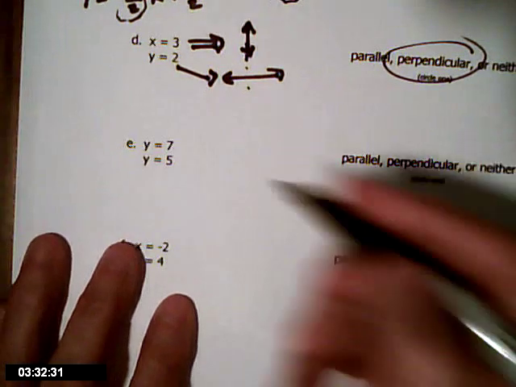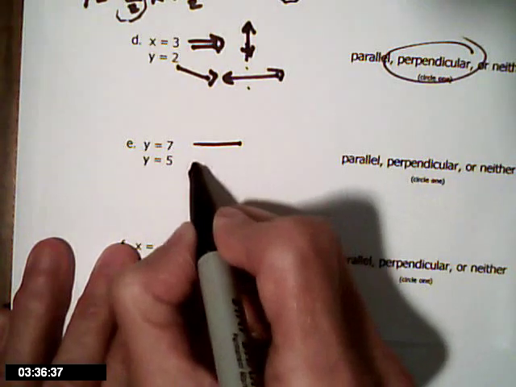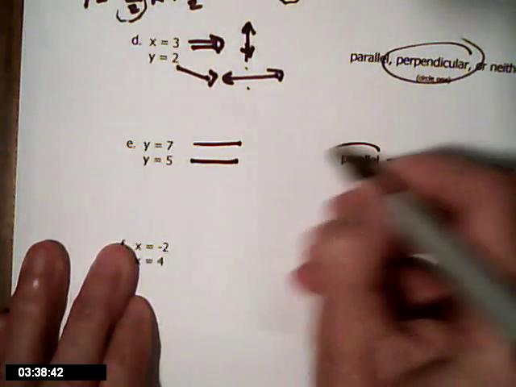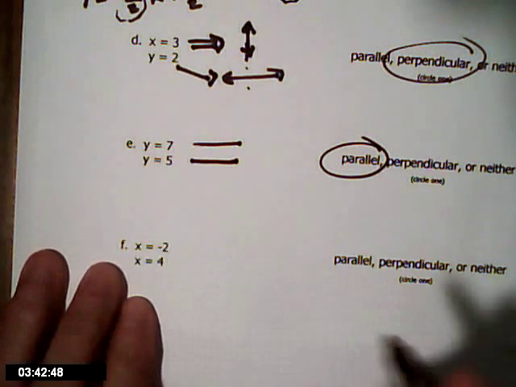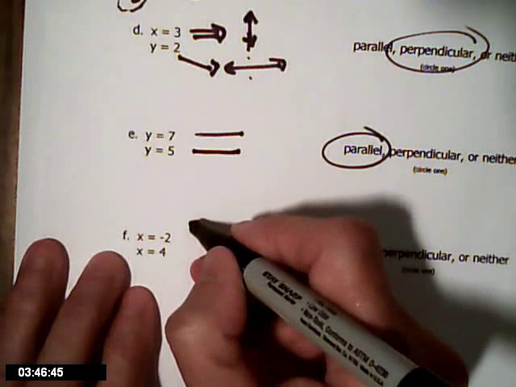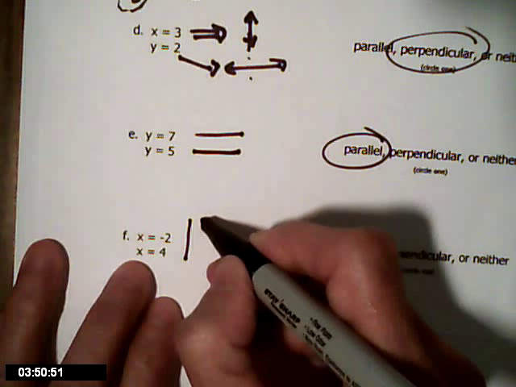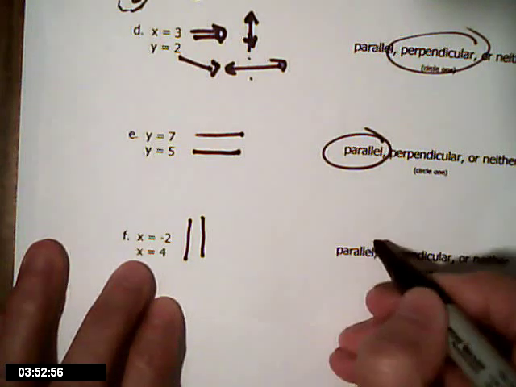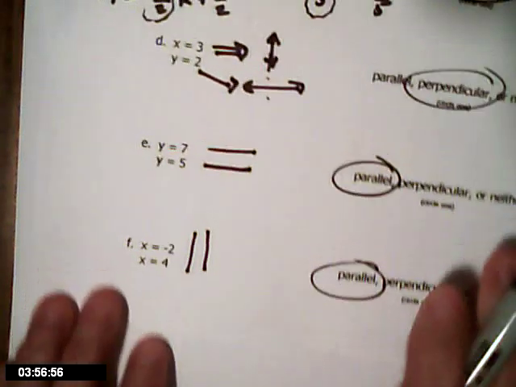In E, y equals 7, remember y equal is horizontal, y equals 5, that's horizontal. If they have the same letter, they're going to be parallel. X equal -2, those are going to be perpendicular. X equal 4, that's going to be perpendicular. Those lines are parallel. Same letter, parallel.